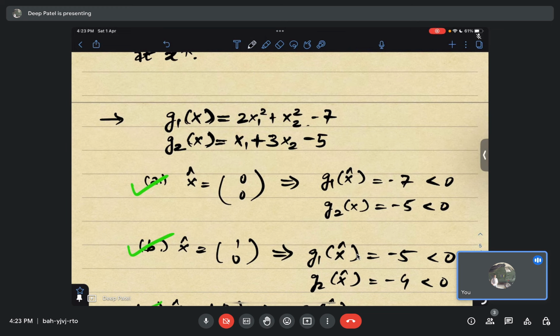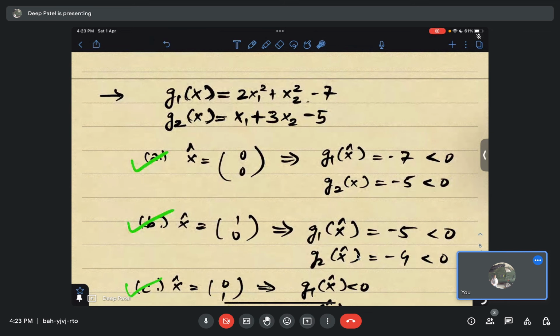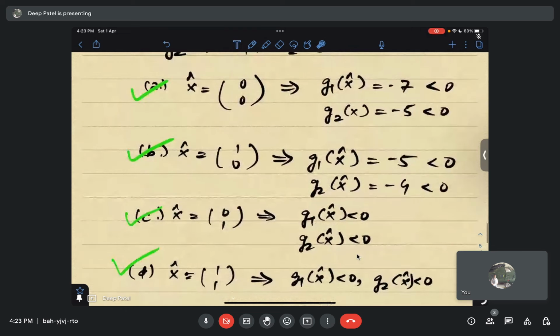So in that case, if I put 1 1, so this is 3 minus 7 and this is 4 minus 5. So in every case there's a strict inequality. So it's fine. Yeah, it's correct. Yeah, sorry. Yeah, everyone is a Slater point. Yeah.